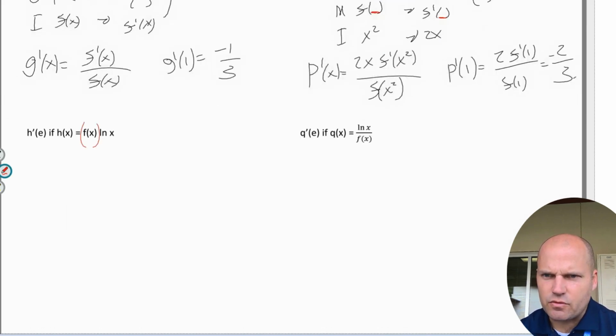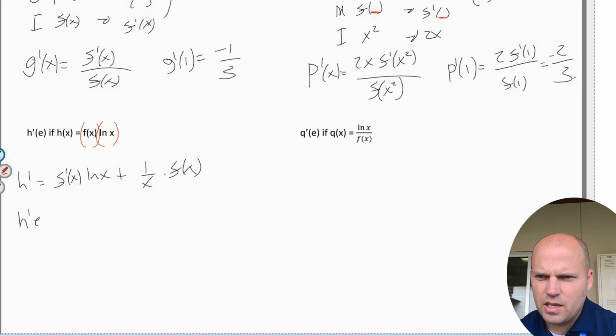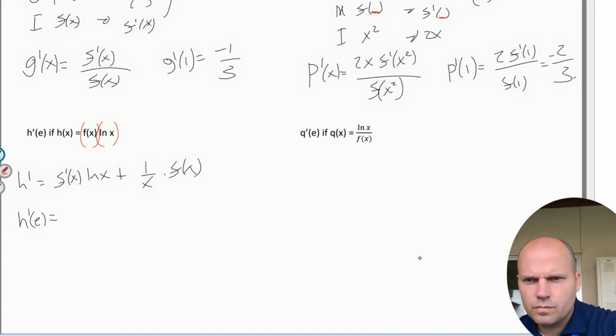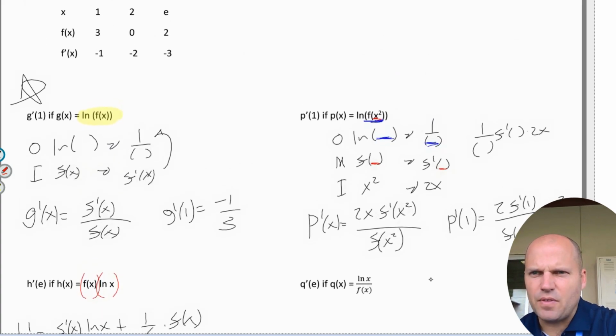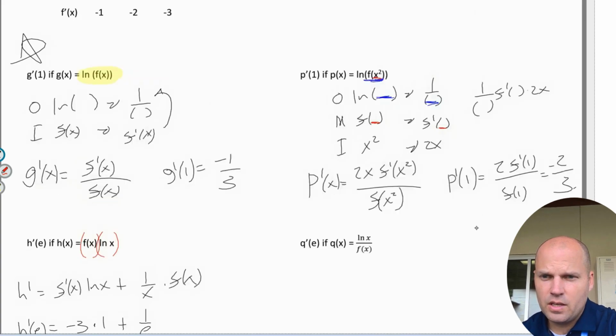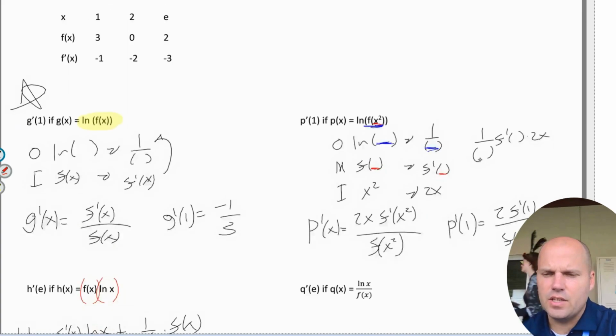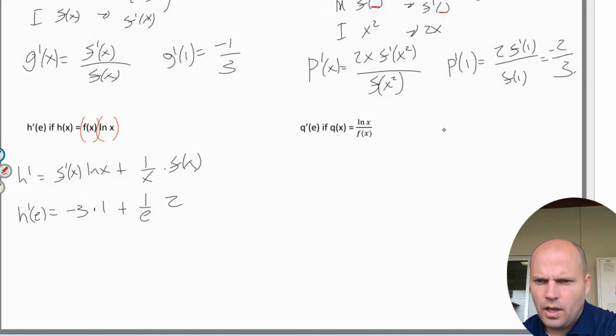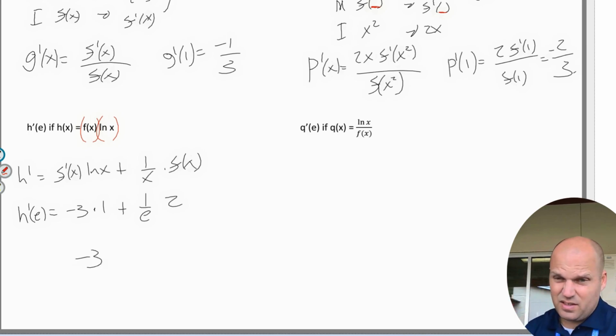Then finishing up with a product rule and a quotient rule. So let's finish strong. Slope of the first times the second, plus the slope of the second times the first. Plugging in e. f prime of e is negative 3. Log e is 1, so 1 over e. f of e is 2. And you get this answer, which is fine.